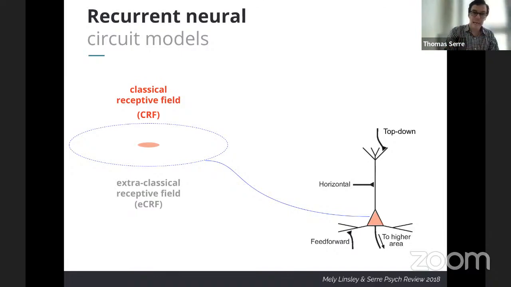What people refer to as the extra-classical receptive field is an area of the visual space that typically sits right around the classical receptive field. If you just stimulate the extra-classical receptive field by itself, by definition, it will not elicit any response from the neuron. Otherwise, it would be part of the classical receptive field. However, if the classical receptive field is already stimulated, if there's something presented to the classical receptive field, then we know that what is also presented in the extra-classical receptive field just outside will have a very strong modulatory effect on the neuronal response.